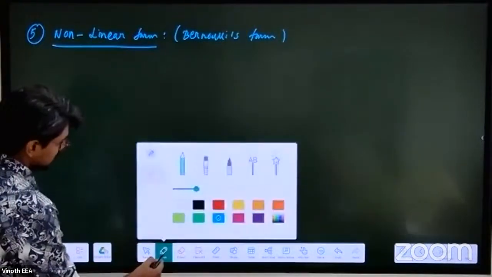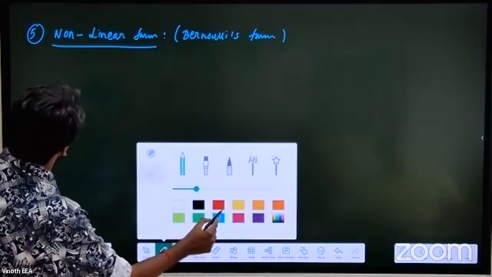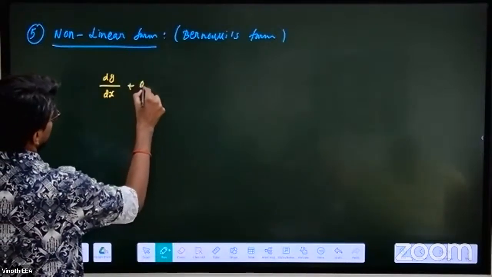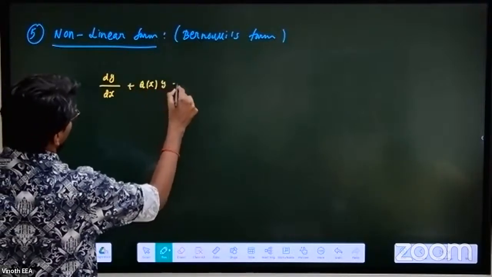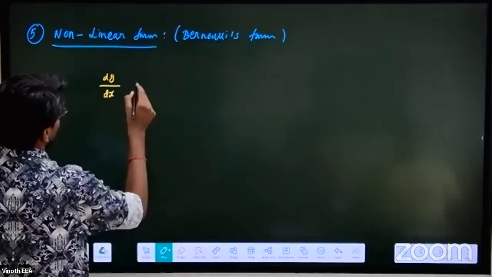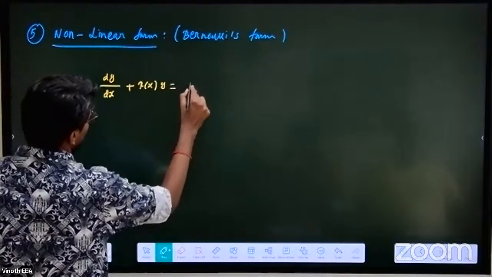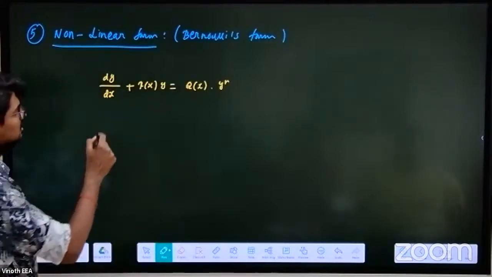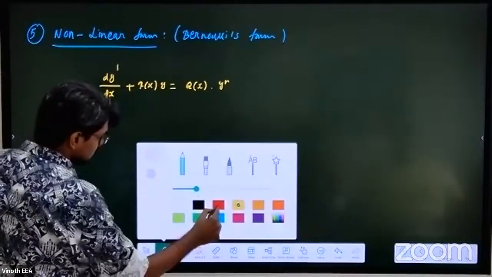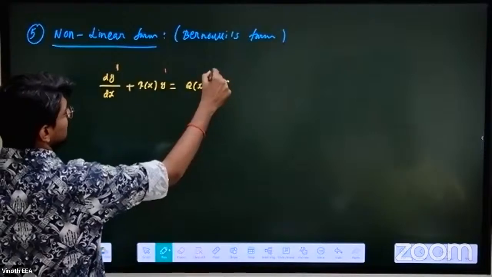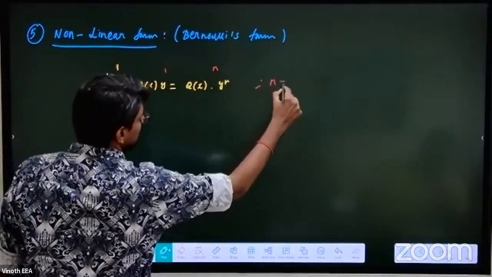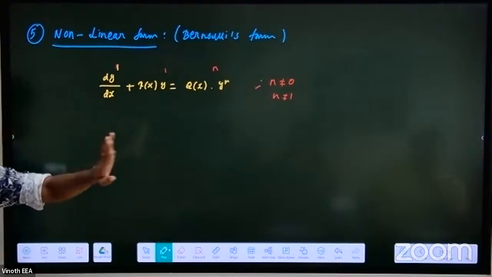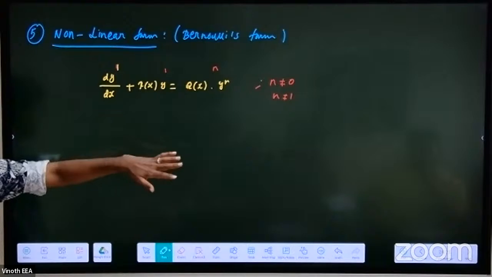Okay. What about this case? I will just write down the form first. See, it looks similar to our linear form: dy by dx plus p of x into y, which is equal to q of x into y power n. That is the difference. Here, is it linear? No. Here the power is 1, here the power is n, provided n is not equal to 0 and n is not equal to 1. If n is 0 or 1, then the problem is simple. But here n is neither 0 nor 1.